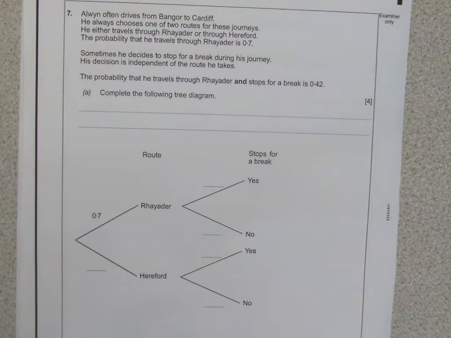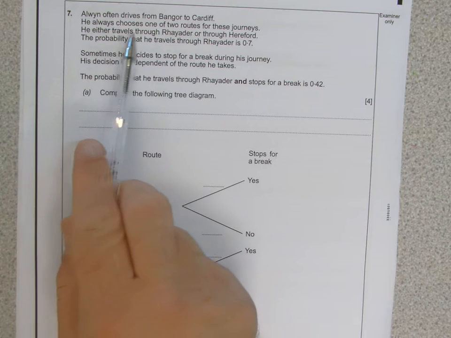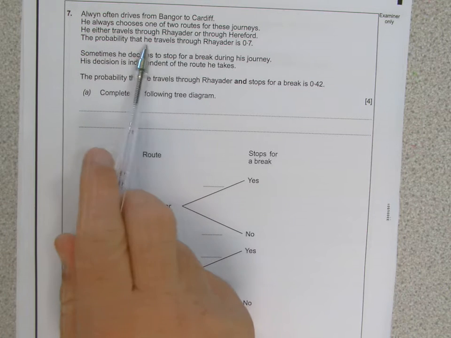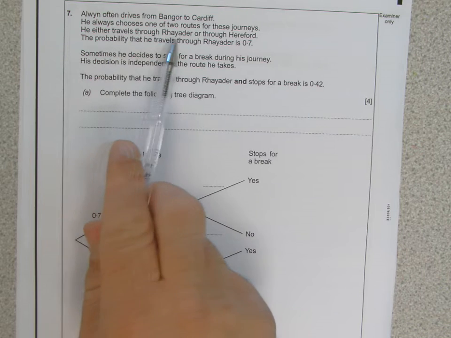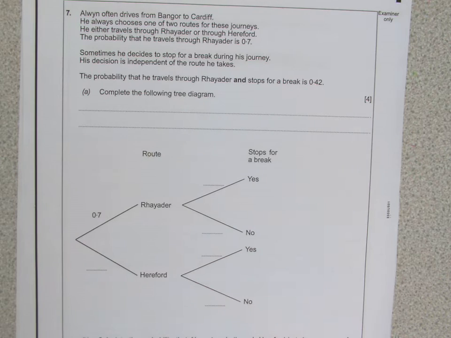Okay, so we've got a tree diagram system here, right? And it says here that Alwyn often drives from Bangor to Cardiff. He always chooses one of two routes for these journeys. He either travels through Rhyadr or through Hereford. Now, the probability that he travels through Rhyadr is 0.7.